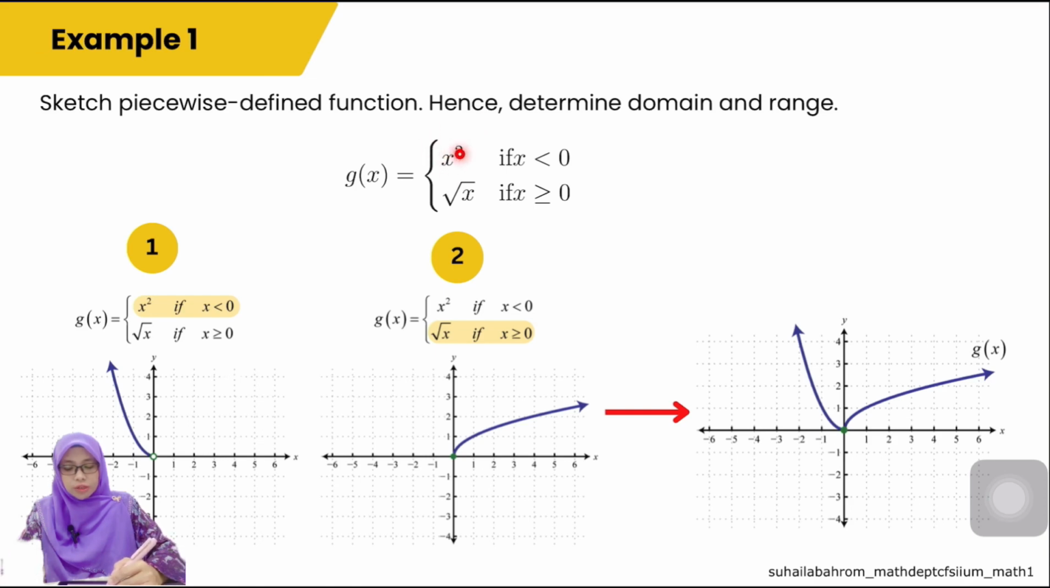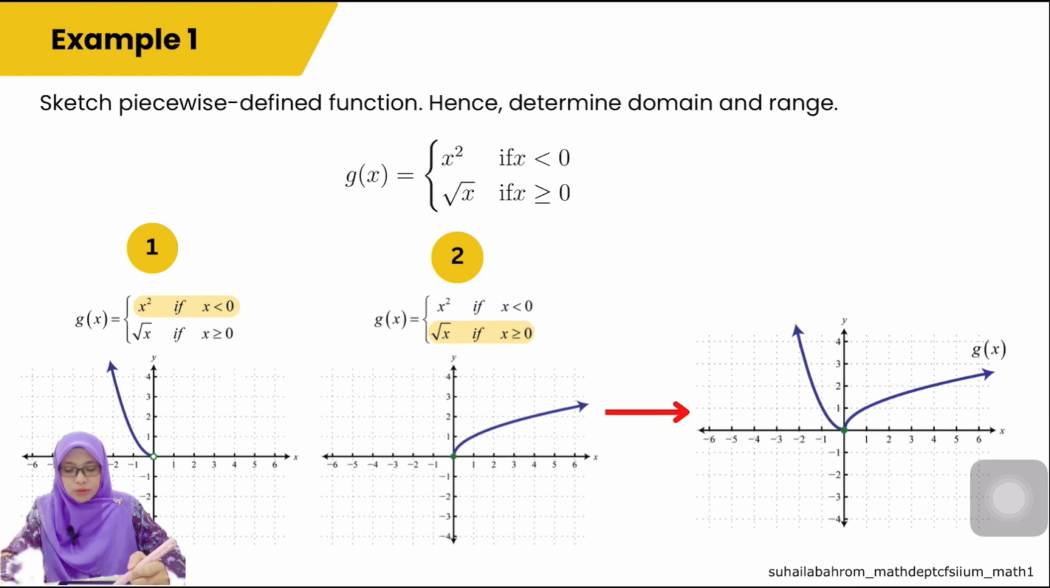We have a quadratic equation and we also have the square root of x. So we have two equations here, and this is an example of a piecewise defined function. We can also have 3 or 4, as long as it is more than one equation. That is referred to as a piecewise defined function.